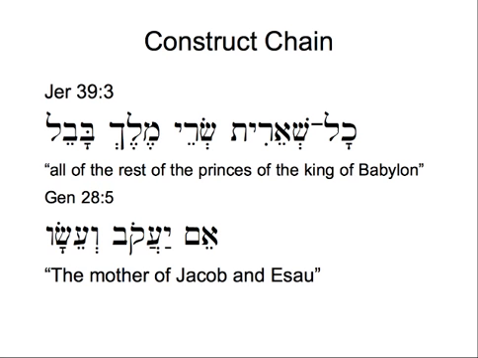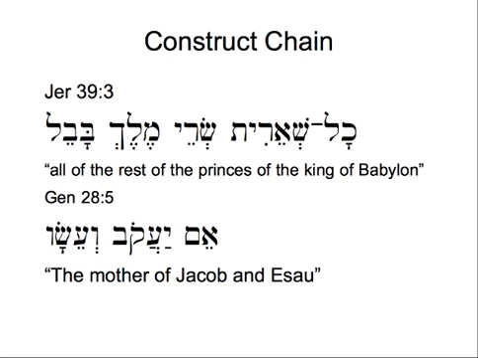These construct chains can actually be very long. Here we have a construct chain of 5 words. All of the rest of the princes of the king of Babylon, and we see that at that point, Babel at the very end would be the word that's actually the absolute noun in that case. All the words preceding that would be considered in the construct because they are all modifying one another in a big long chain there. We can also have multiple absolute nouns, just as we can have multiple construct nouns.